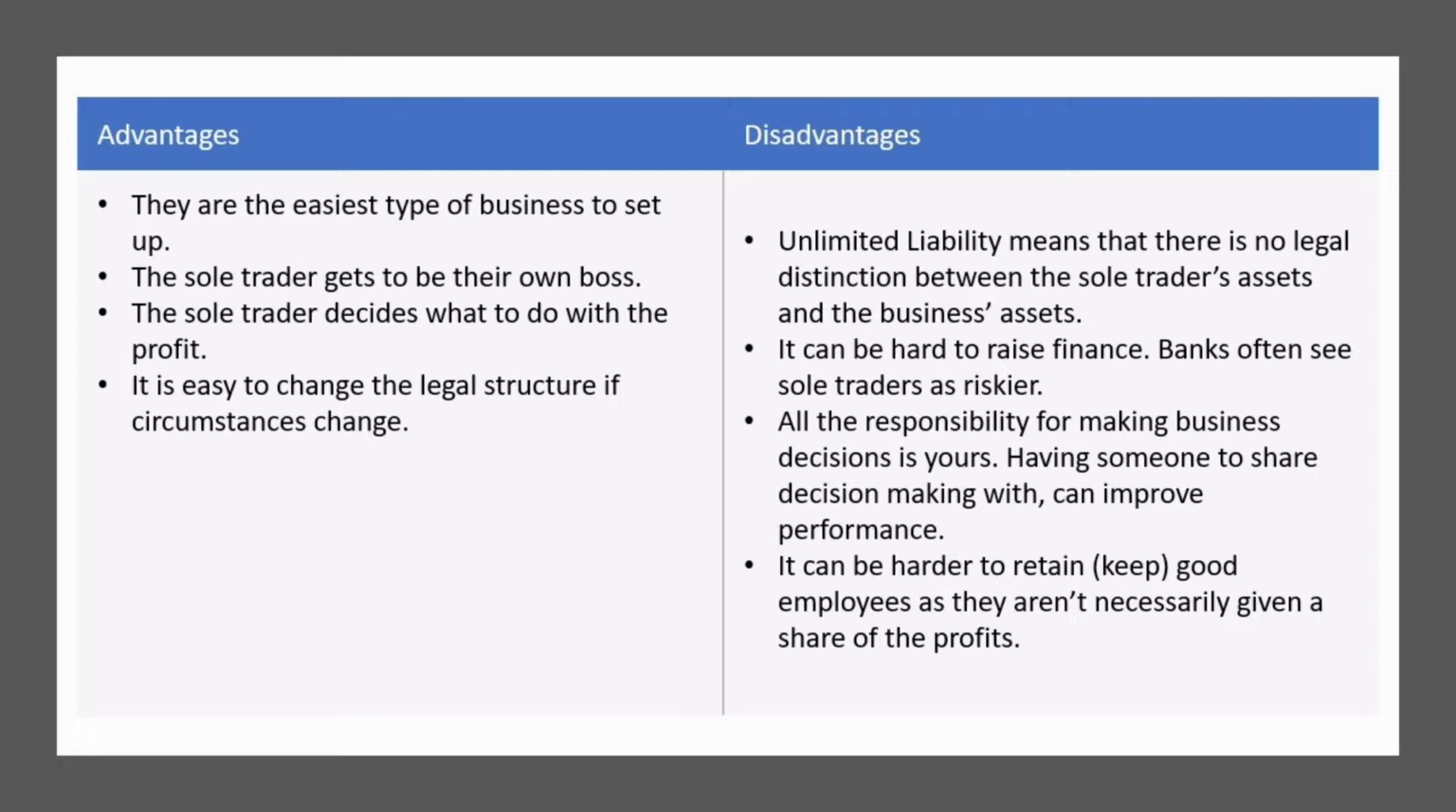Disadvantages. Unlimited liability means that there is no legal distinction between the sole trader's assets and the business assets. It can be hard to raise finance. Banks often see sole traders as riskier. All the responsibility for making business decisions is yours. Having someone to share decision-making with can improve performance. It can be harder to retain good employees as they aren't necessarily given a share of the profits.